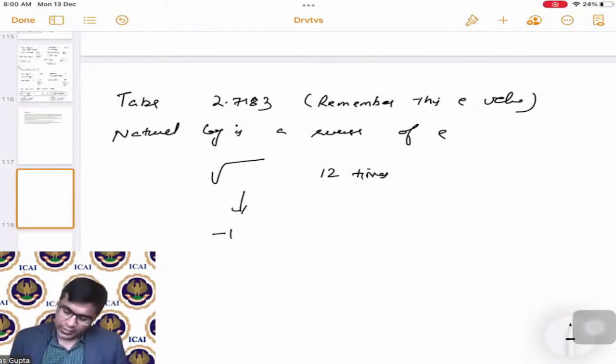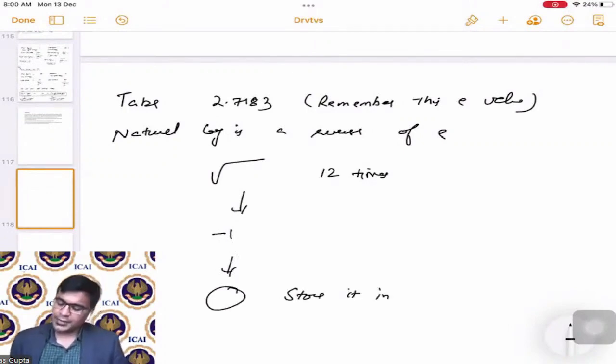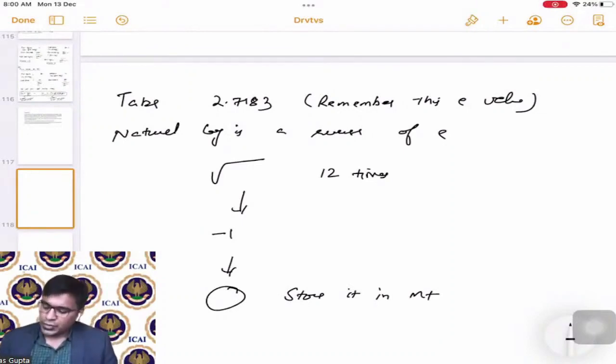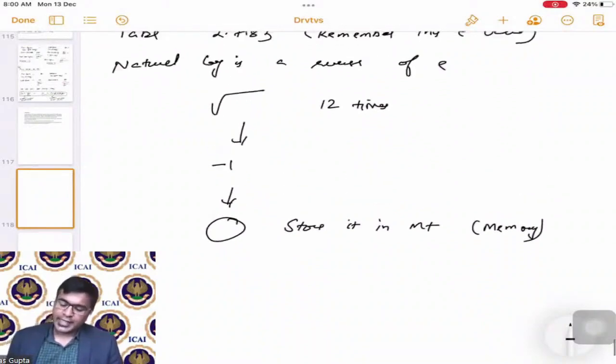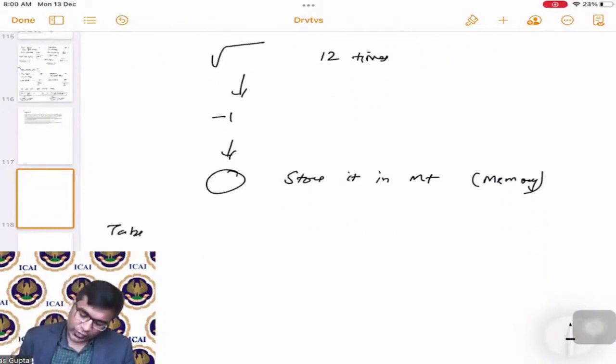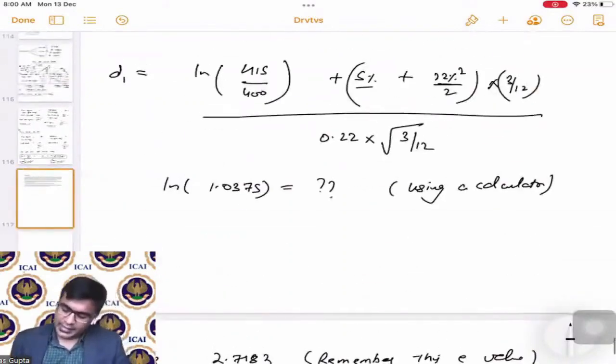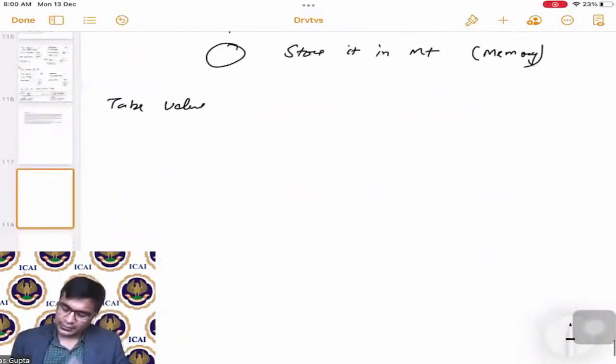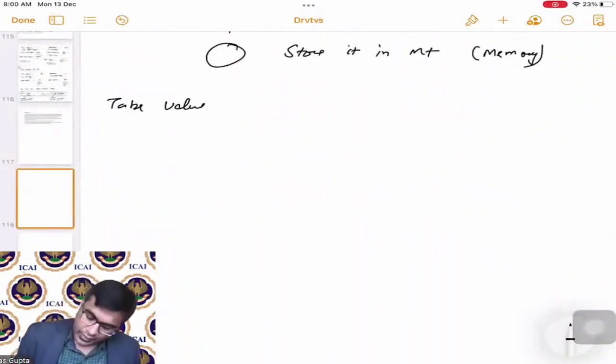Okay. And then finally, whatever the value is, just store it in M plus, correct, which is the memory. So you can store it into the memory. This step you have done using 2.7183, correct? Now as a second step, take the value for which the natural log has to be calculated. In this case it is 1.0375.